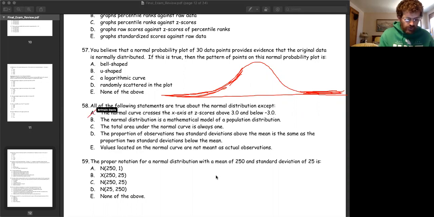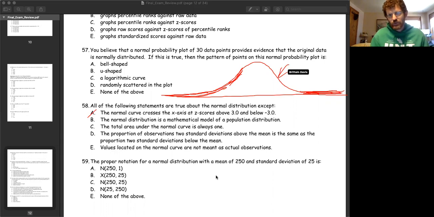So we know it doesn't cross. Now at 3 and -3 z-score, we've got 99.7% of the data. So there's very little outside of that, but there still is some data. Okay. The normal distribution is a mathematical model of a population distribution. And this is correct. This is not the actual distribution of the population, but this is the model that approximates the population distribution. And this line is defined by an equation.